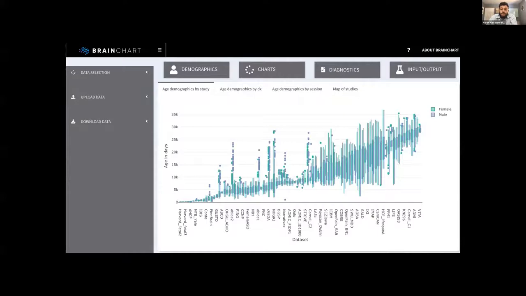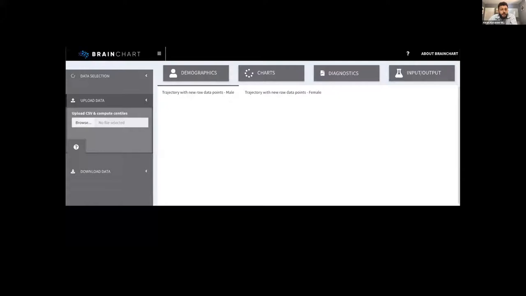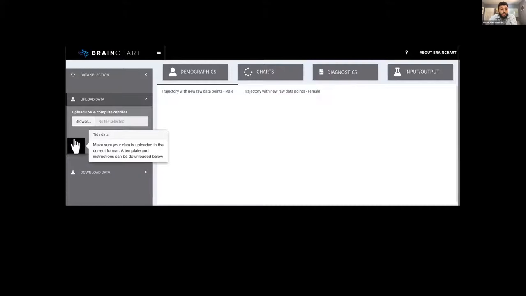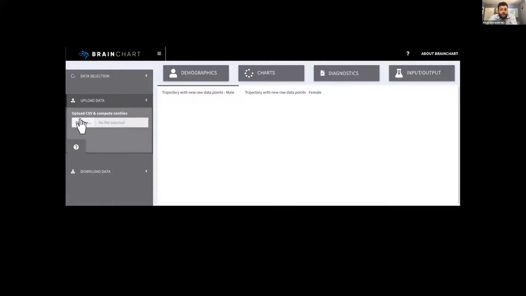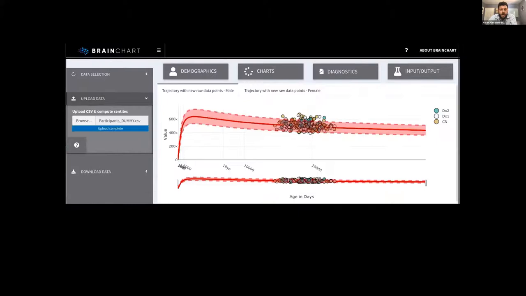Once we're in the app, we can go to upload data. And the question mark here just reminds us to make sure the novel data is correctly formatted. And then we can go ahead and actually upload some novel data, in this case from one of our computers. And after the upload is complete, you can visualize the new data the same way you could visualize data included in the original model.